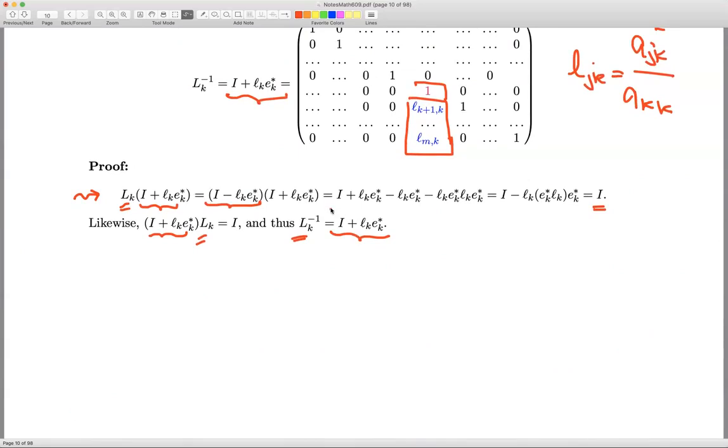And now do the matrix multiplication. I times I will give us I. Then we have I times LK EK star is this term. Then we have minus LK EK star times I, which will give us this term. And then we have the multiplication of this term with this term. We have to be careful that matrix multiplication is not commutative, so we have to write exactly the order in which these factors appear. So first LK, then EK star, then LK, and then again EK star.